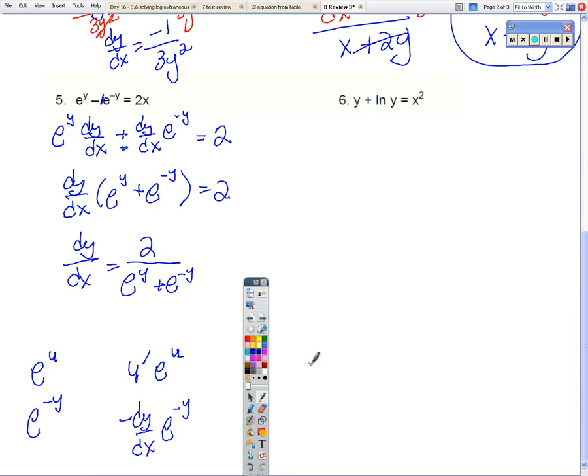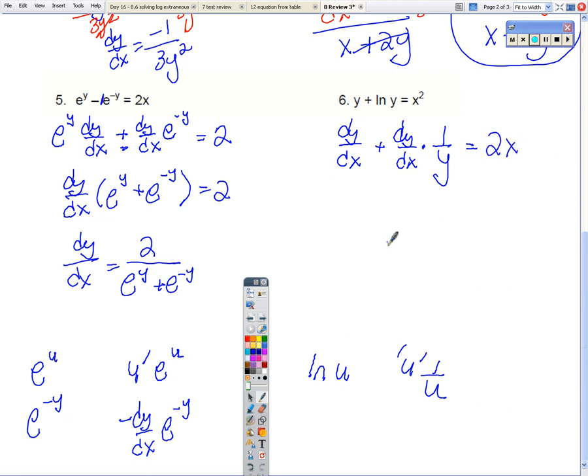Also, for number 6 from first semester, the derivative of ln of a function u is u prime times 1 over u. So when we go to find the derivative of all these pieces, u prime is dy/dx times 1 over y. So when I factor out dy/dx, I'm left with 1 plus 1 over y equals 2x.